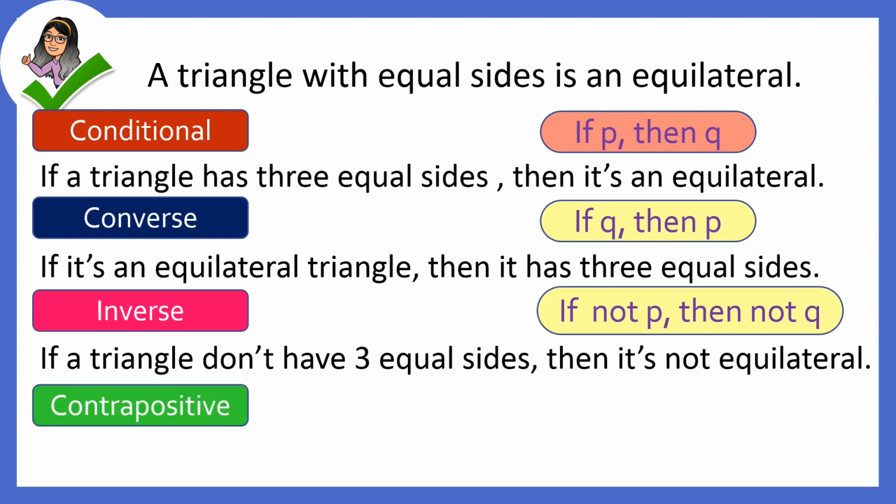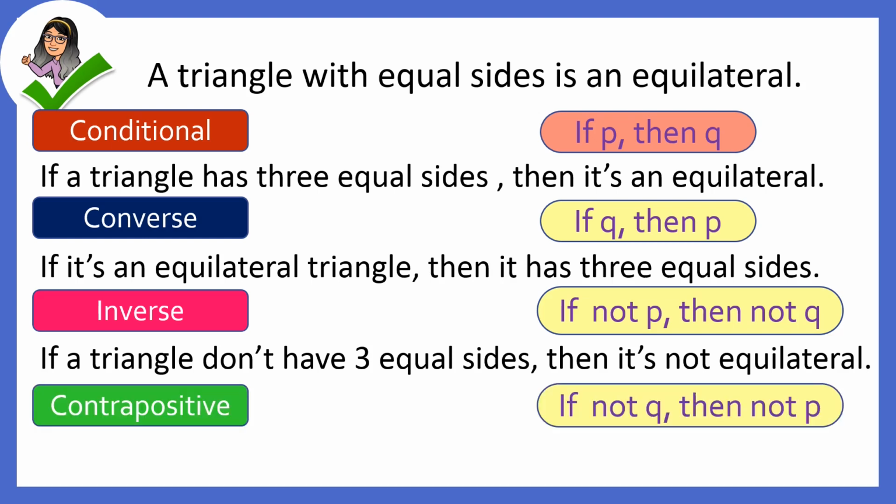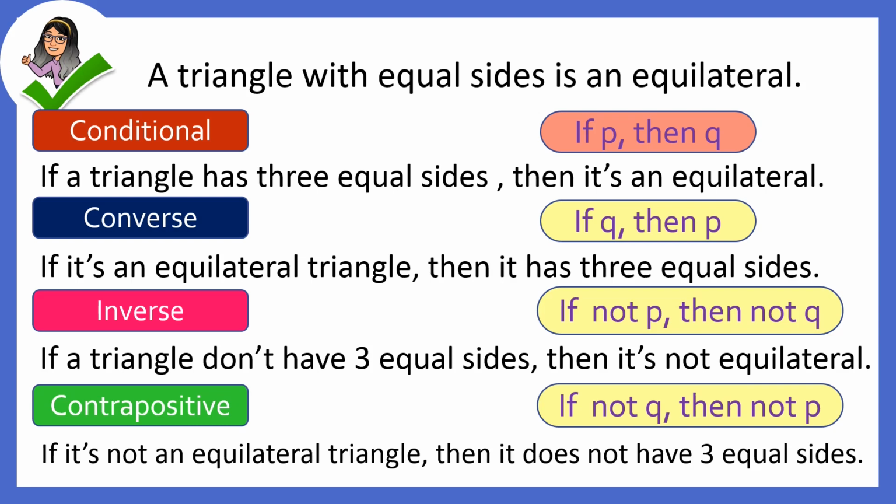And finally, we have contrapositive, no? So, sabi dito, pagpapalitin natin yung position ng hypothesis at ng conclusion, tapos inenegate natin sila. Pag pinagmasdan yung mabuti, ang contrapositive ay nakabase sa, pwede nating ibase dun sa converse, pero negated na siya. Okay, so, let's have this. If it's not an equilateral triangle, then it does not have 3 equal sides. So, ayan yung ating contrapositive.